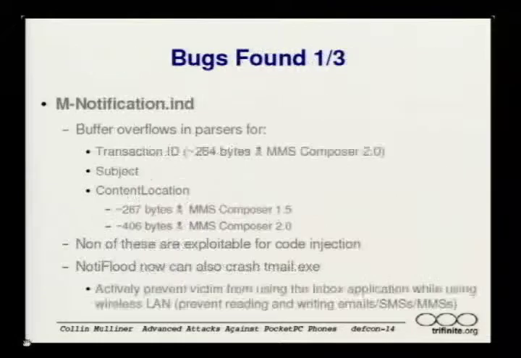The first bugs we found were in the notification message, and there are just three stupid buffer overflows. If you make the transaction ID 264 bytes, the MMS client just dies. And if you remember, you can send this message over UDP. So as soon as the wireless is up, you just send a nicely modified notification message, and you can crash tmail.exe. Unfortunately, all these overflows are not exploitable for code injection. You can just overwrite parts of the stack, and the application just goes away.